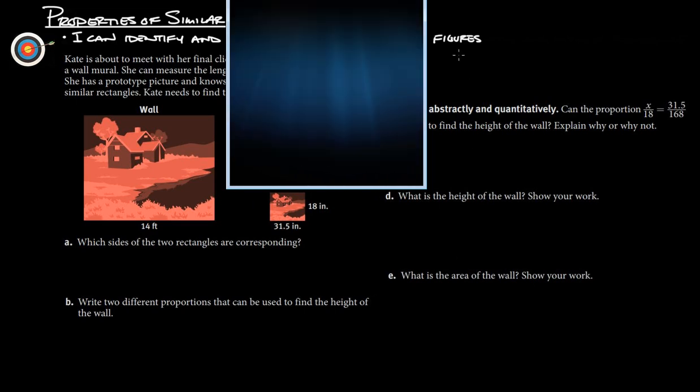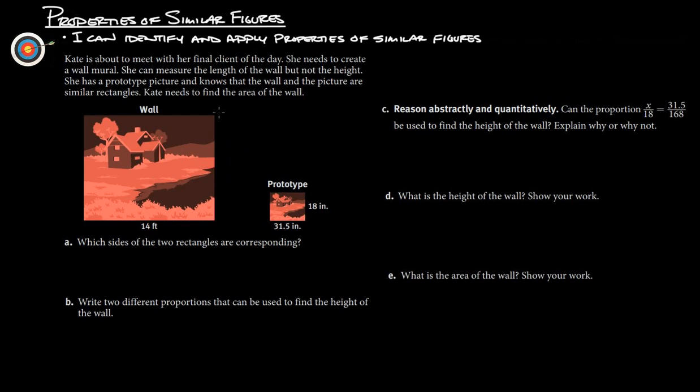All right. Kate is about to meet with her final client of the day. She needs to create a wall mural. She can measure the length of the wall, but not the height. She has a prototype picture and knows that the wall and the picture are similar rectangles. Kate needs to find the area of the wall.